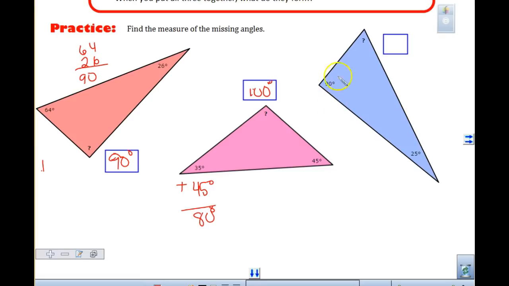So if this is 90, someone said, do I have to add 90 and 25 together? Or since I know this one is already 90, I know these two together total to 90. You could just take 90 and subtract 25, right? And 90 minus 25 gives us 65. 65. Okay? You always want to keep the degree symbol with it when you are looking at those, okay?